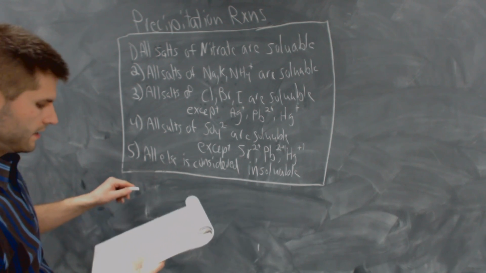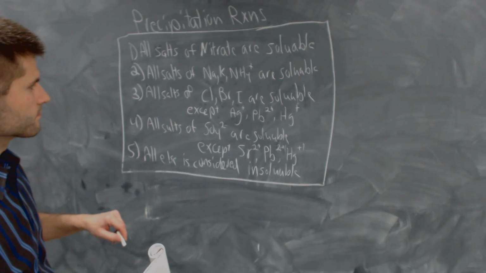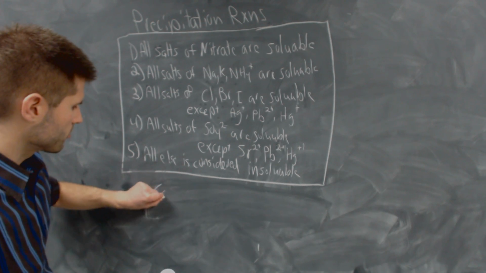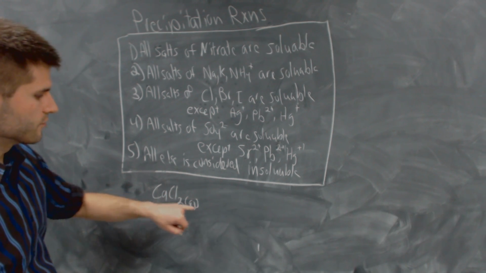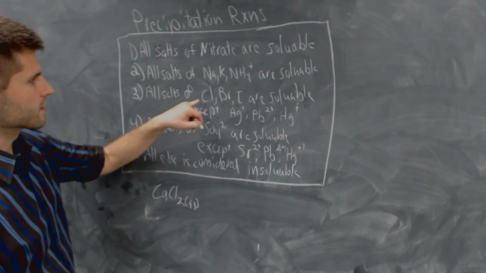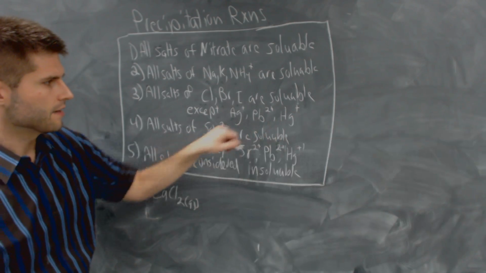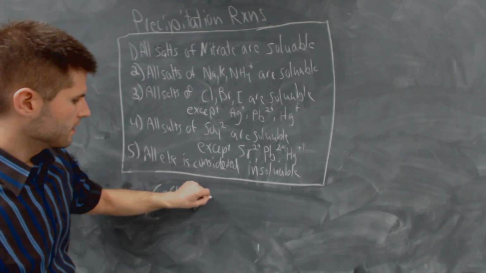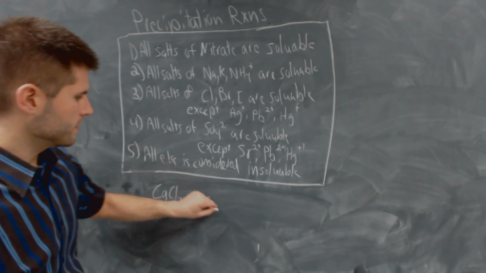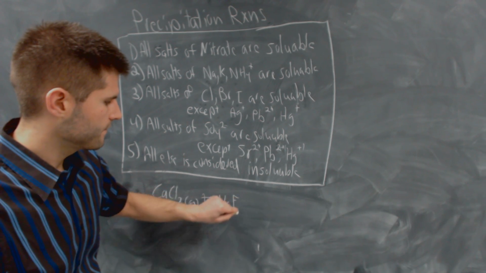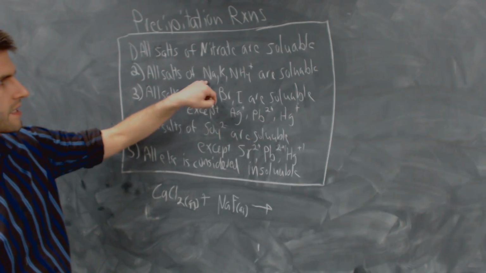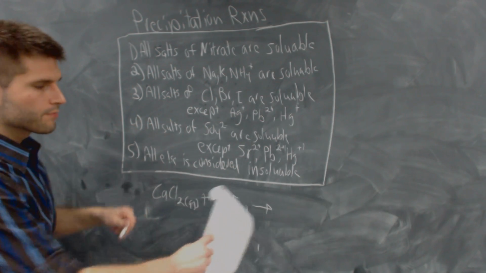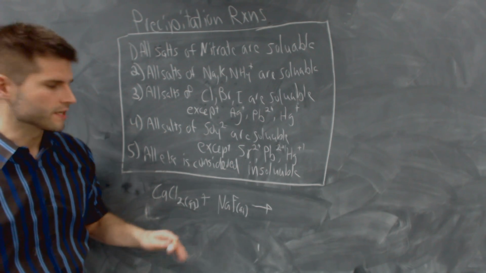Let's say we have calcium chloride, which we know is aqueous. The reason why we know it's aqueous is because it's a chloride and calcium is not part of those 3, plus sodium fluoride, NaF, aqueous. We know sodium fluoride is aqueous because of rule number 2. Now we want to predict what products we can make.